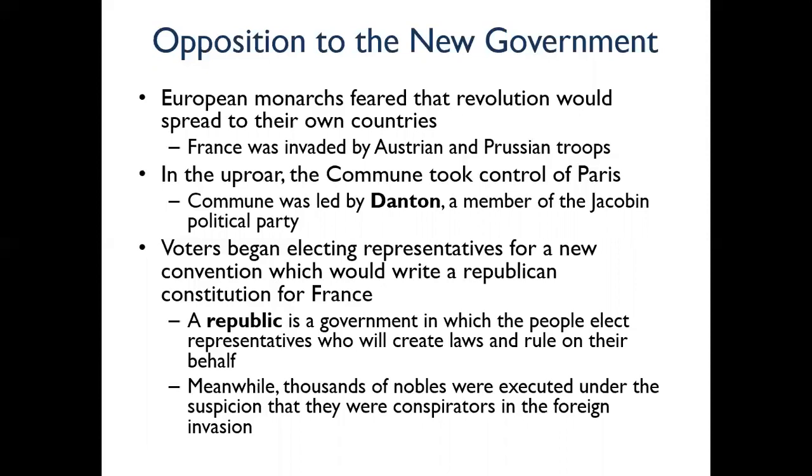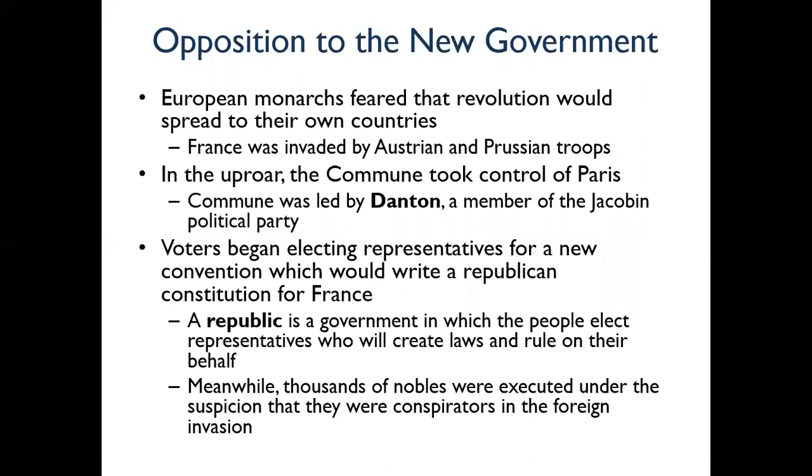So France was invaded by Austrian and Prussian troops. In the uproar, the Commune took control of Paris. The Commune was led by Danton, a member of the Jacobin political party. Voters began electing representatives for a new convention, which would write a republican constitution for France. A republic is a government in which the people elect representatives who will create laws and rules on their behalf. As we are a republic country, right? So we have a government which is elected by the people.